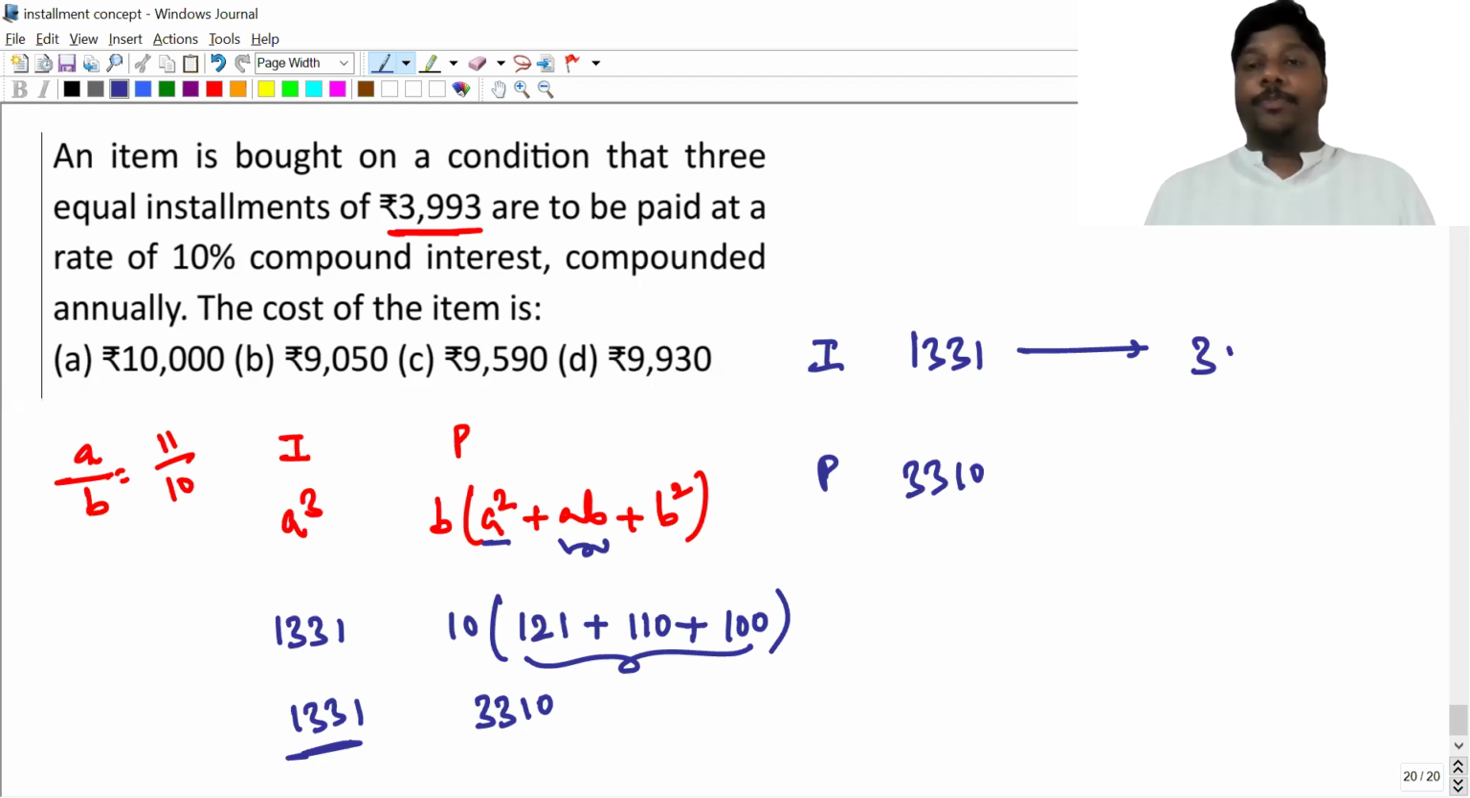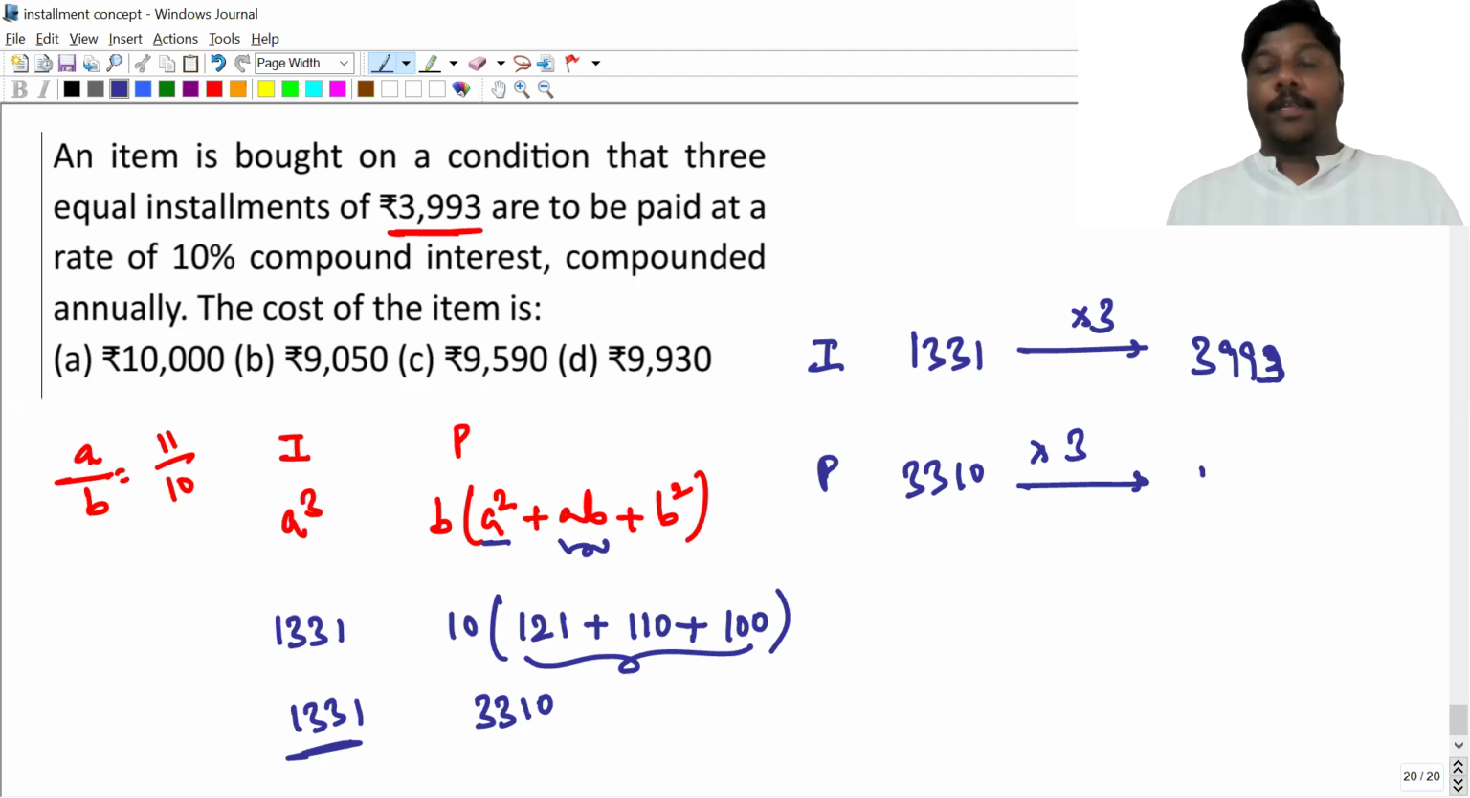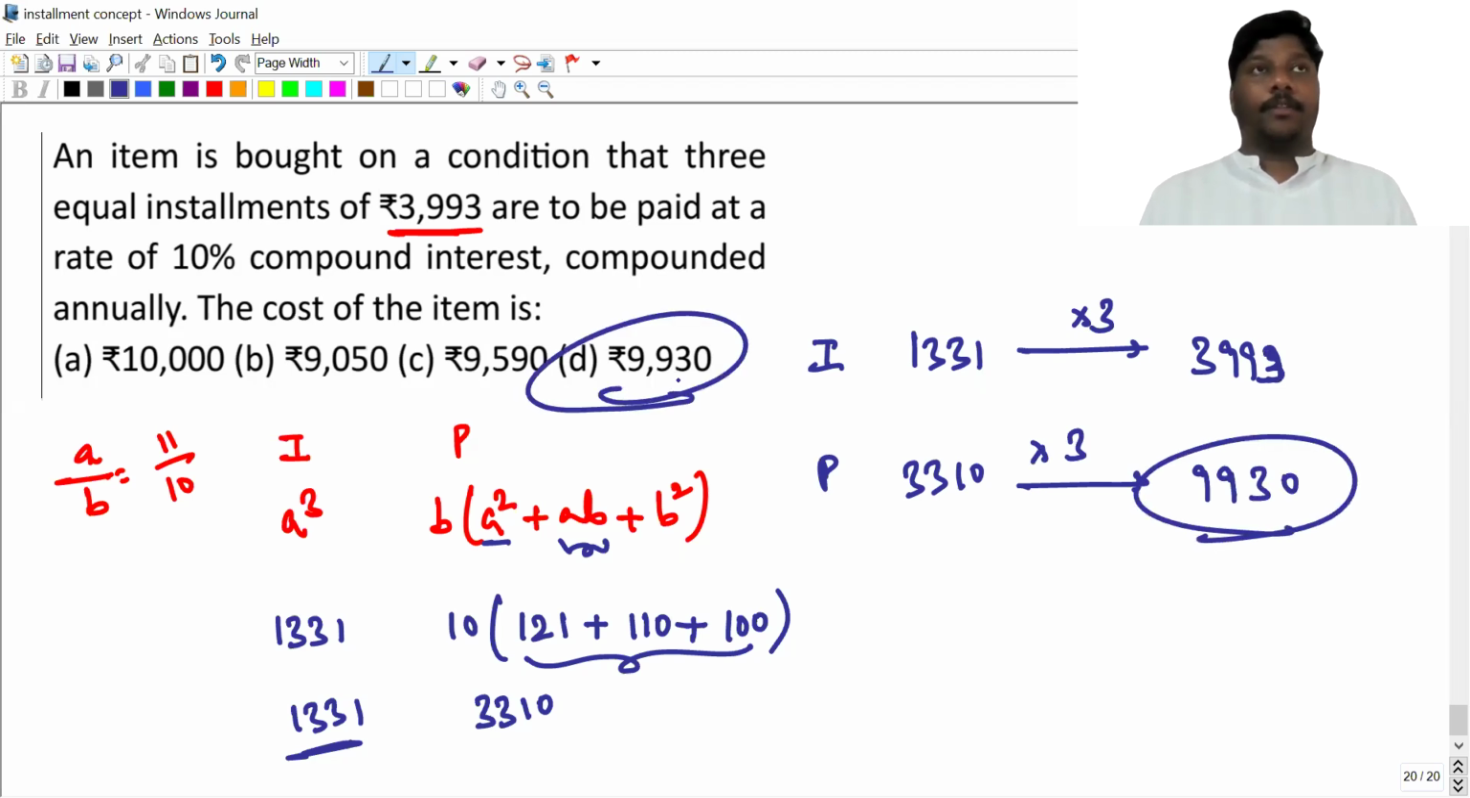And what is the relationship between 1331 and 3993? Into 3 చేస్తే సరిపోతుంది. ఇక్కడ కూడా into 3 చేయండి. ఇది 9930. So what is the principle that you have taken? The principle that we have taken is 9930. Okay. So that's how you find out installment.